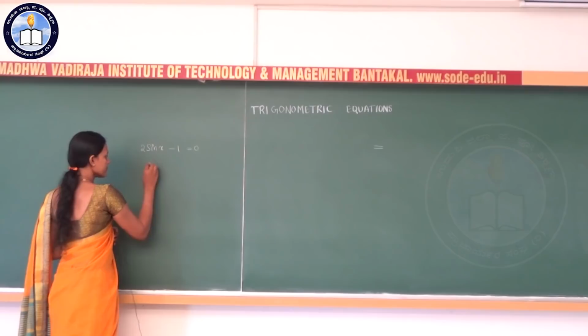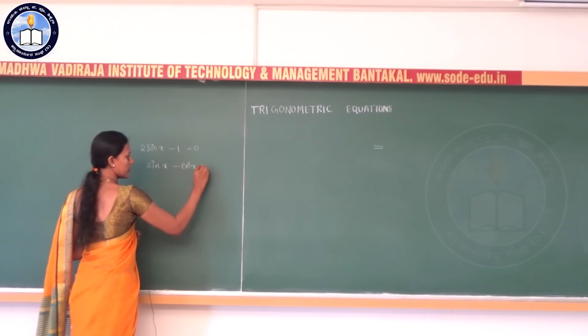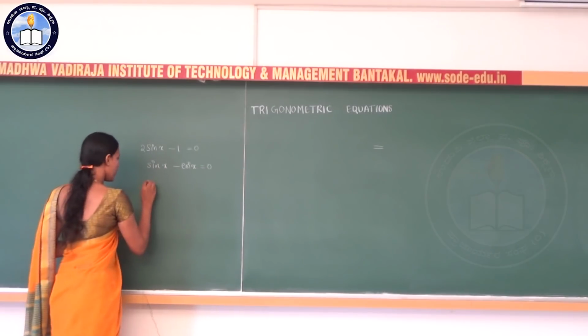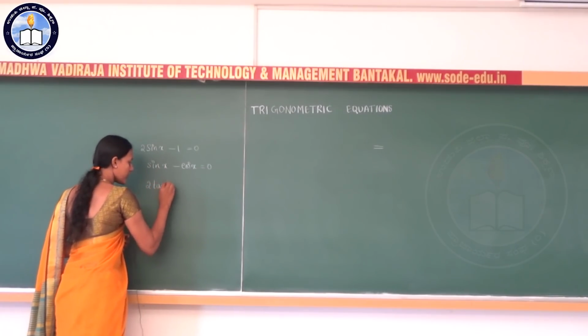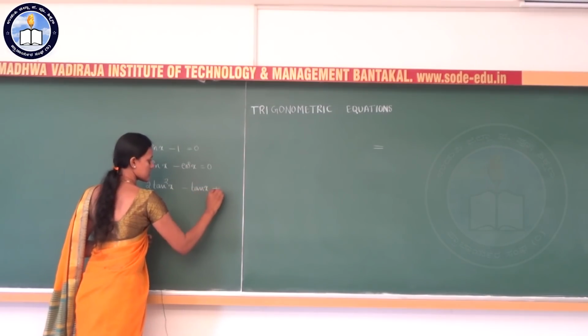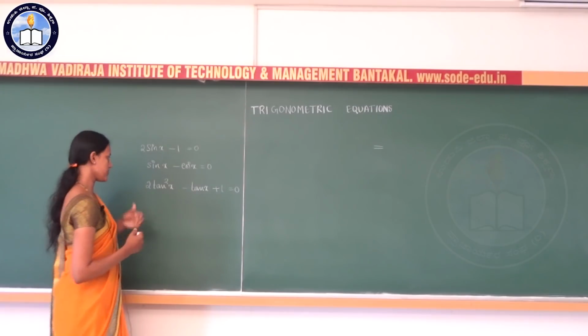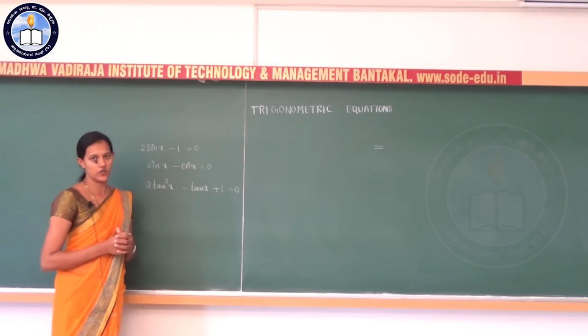Another example, sin x minus cos x is equal to 0, or 2 tan square x minus tan x plus 1 is equal to 0. These are examples of trigonometric equations.